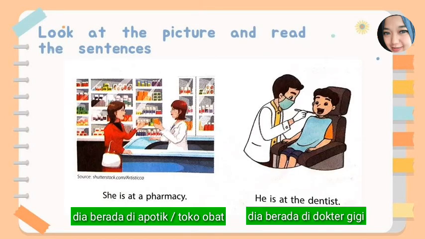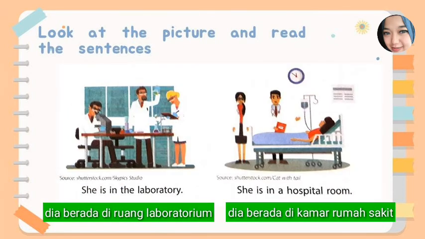Next, on the part D, there are some pictures and there are sentences we can read together. The picture number one. She is at the pharmacy. He is at the dentist. Next, she is in the laboratory. Last, she is in the hospital room.